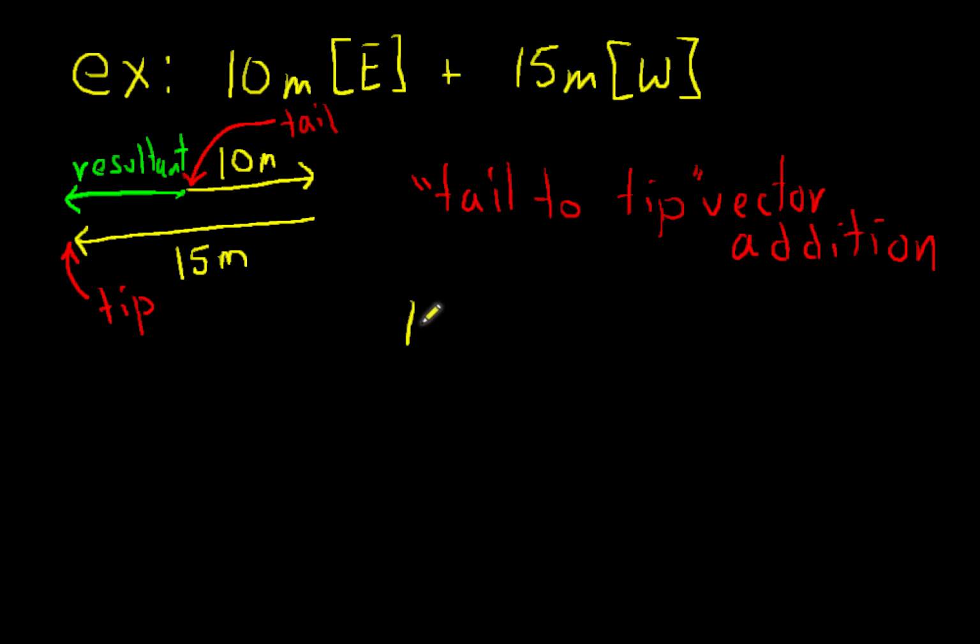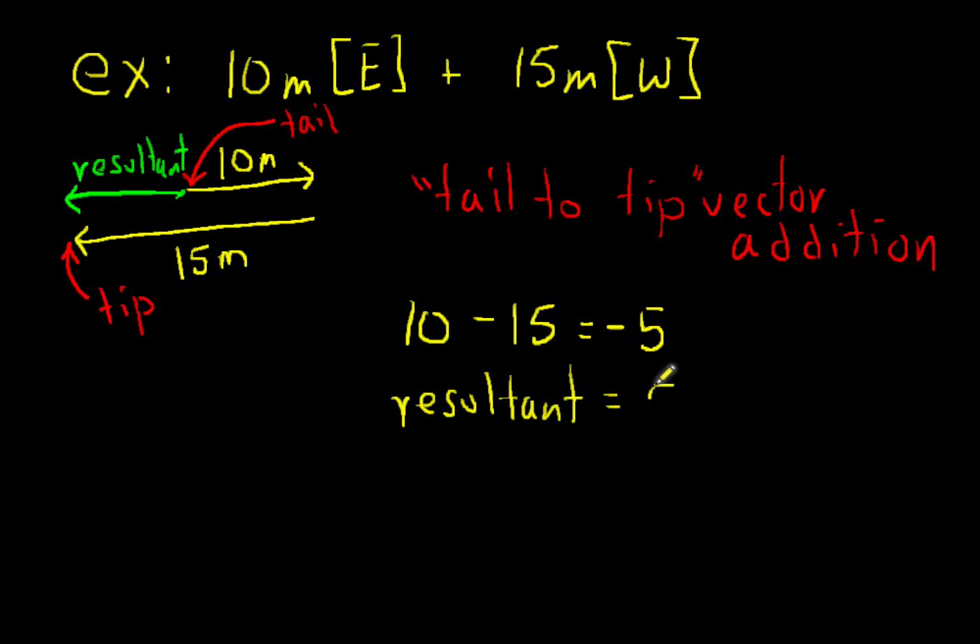To find the answer, since these vectors are going opposite ways, we subtract their magnitude and get minus 5. This means that the resultant is 5 meters. Negative tells us it's west.